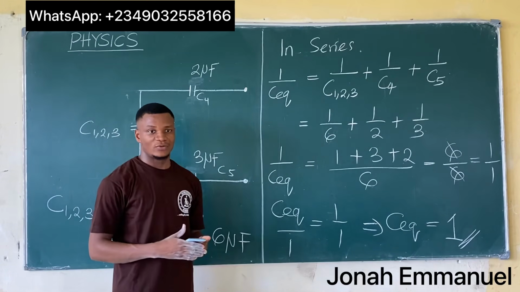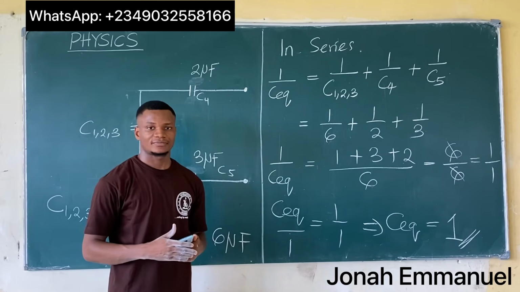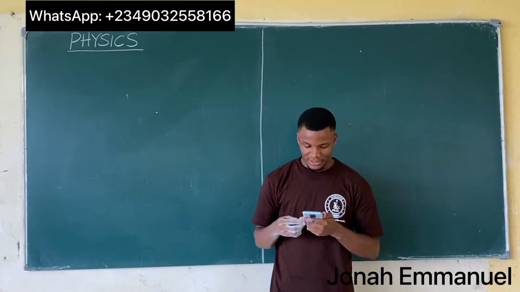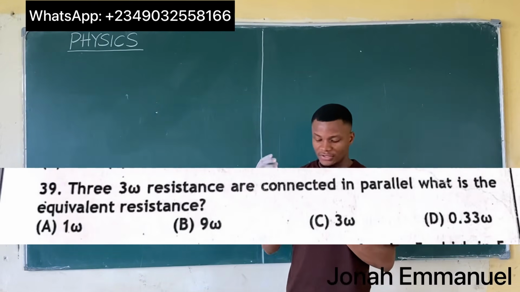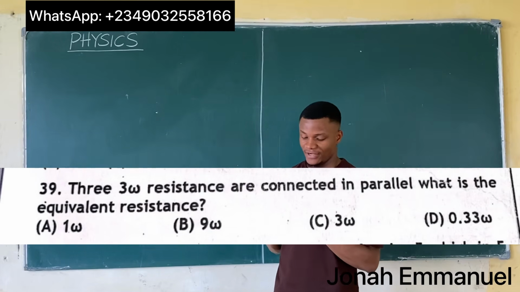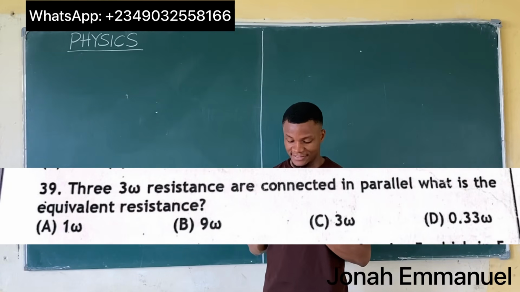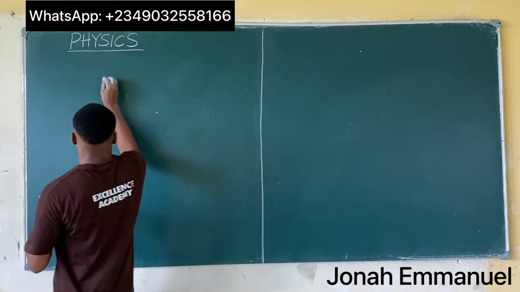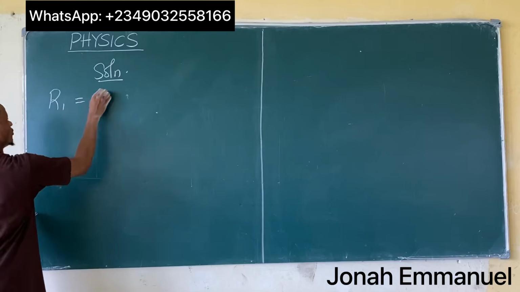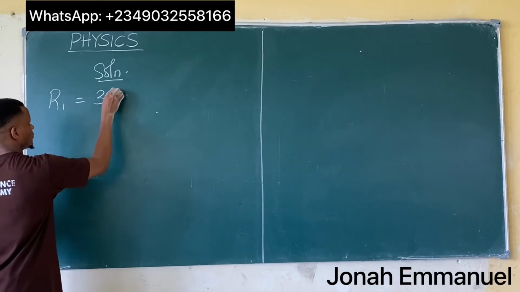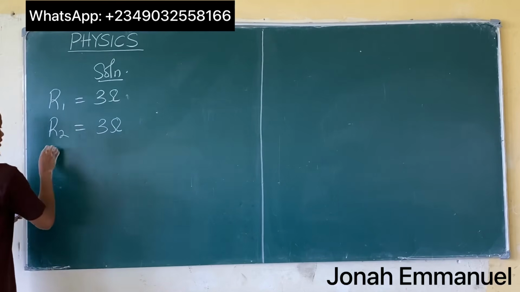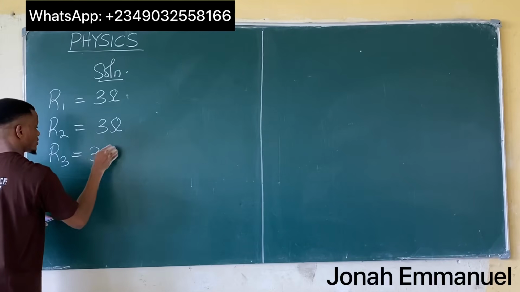We'll take one final example and we're done for this class. Alright, so we'll take one final example for today's class. Our instruction says three 3 ohm resistances are connected in parallel. What is the equivalent resistance? Quite simple. So solution. We said 3 ohm resistances. So R1 is equal to 3 ohm, R2 is 3 ohm and R3 is 3 ohm.